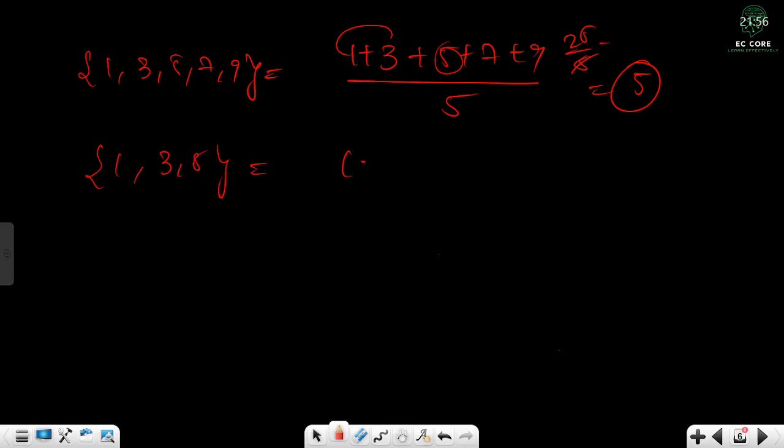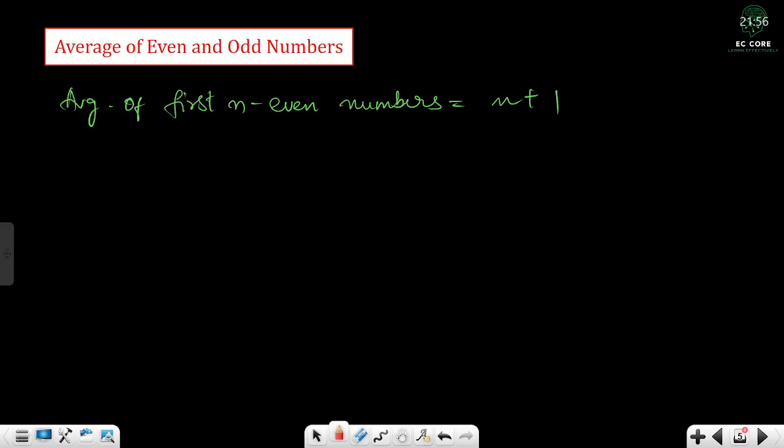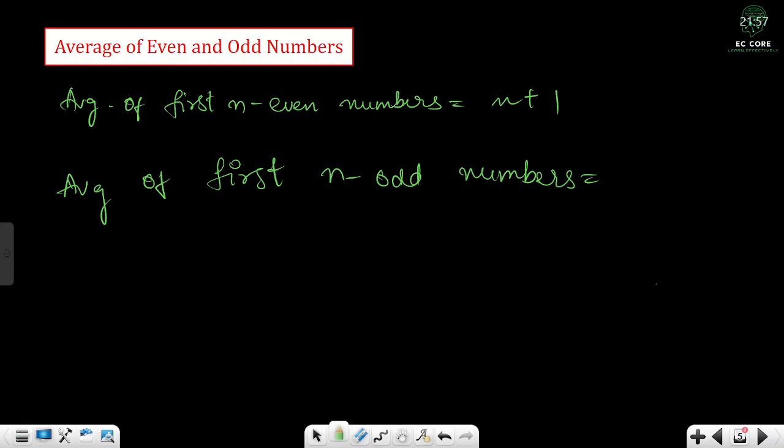Let us find this one. 1 plus 3 plus 5 by 3, that is equal to 9 by 3, that is equal to 3. So the relation here is n and n. Here my average is n only. So here we can write: average of first n odd numbers is equal to n. So that is the average of even and odd numbers.